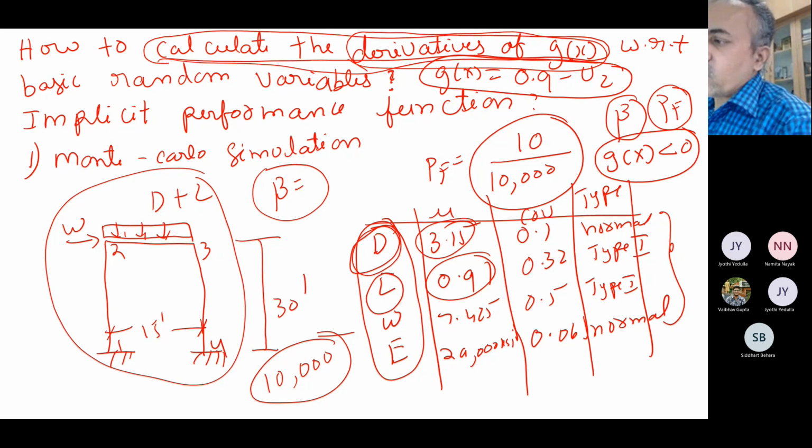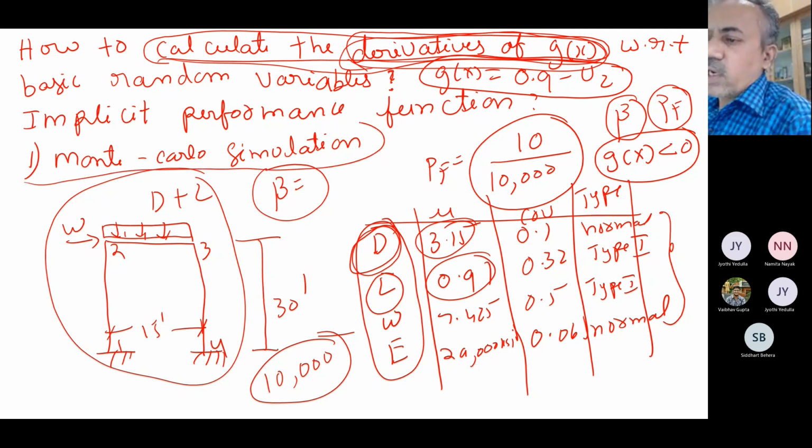Now, if it was in closed form, you can directly calculate dou G by dou D or dou G by dou L, but right now you can't do this, okay? So that is what we said. Derivatives become a big issue in itself. So how to address this? We have said several methods are there, but mostly 3 methods.